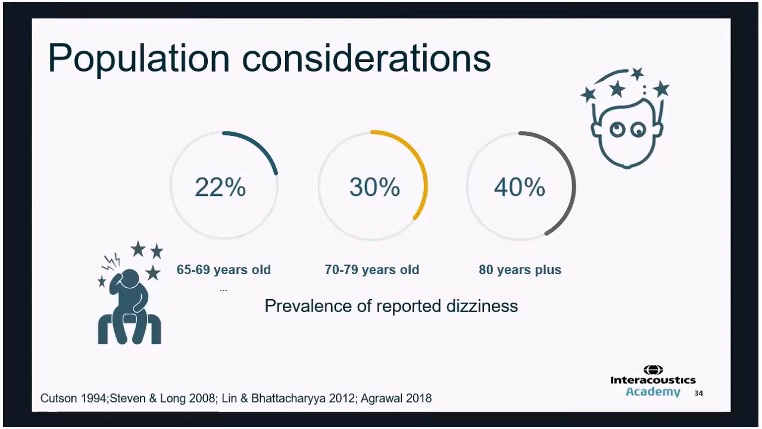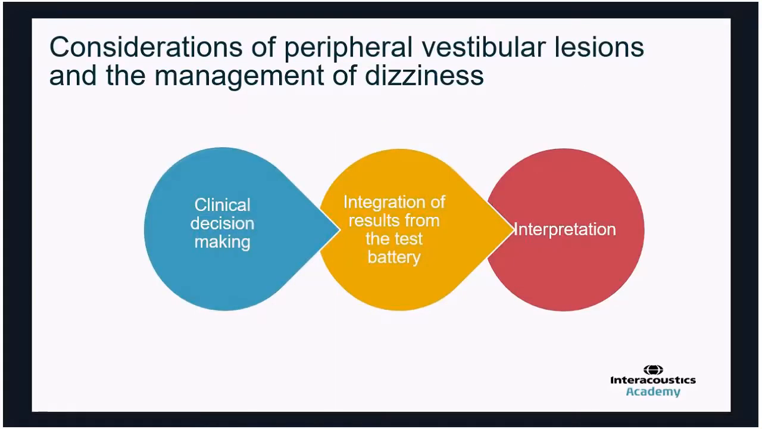Because we've got earlier studies that have looked at the risk of falling, and it is far greater in those of that age range with a vestibular pathology than those without. So, coming now towards the close here, we've got clinical decision making that we're doing all of the time, but really now it's about the integration of results from our test battery, from our assessment strategy, and how we interpret those in relation to the management of our patients.